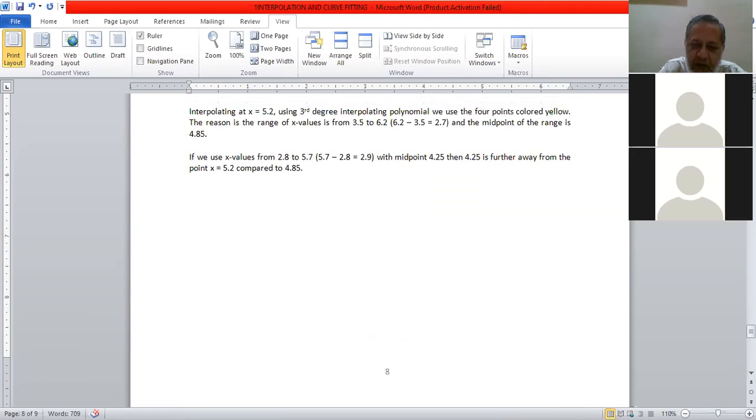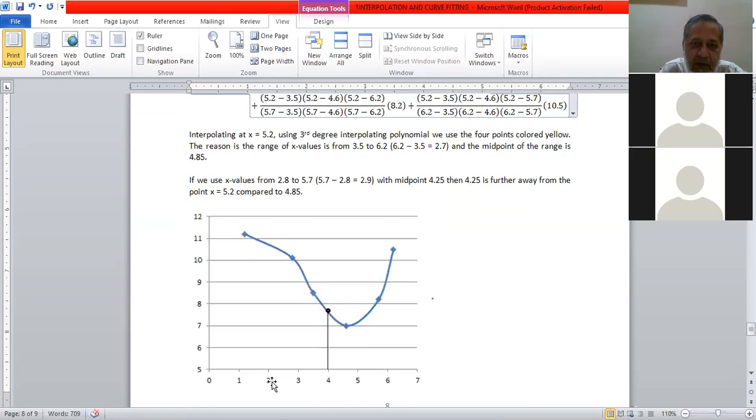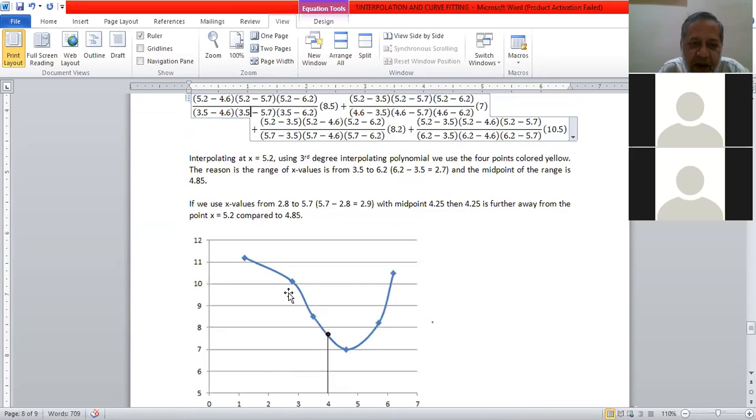This extra space should be deleted. That interpolating at 5.2 using third degree polynomial, use 4 points colored in yellow in the above data. The reason is the range of x values from 3.5 to 6.2.